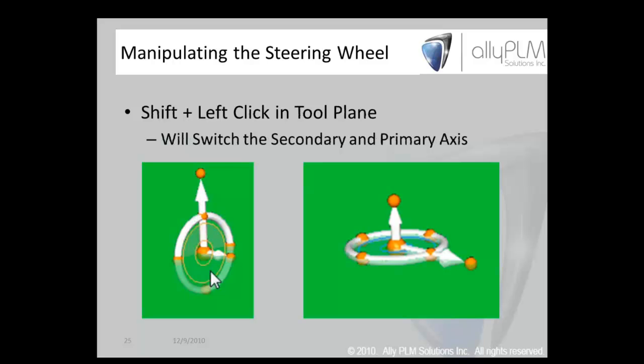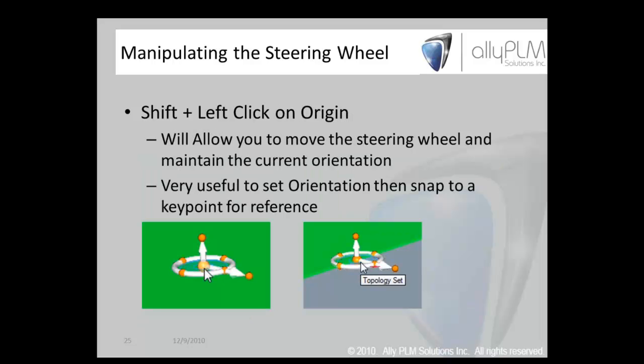You see on the left how the torus of the steering wheel is standing up, so to speak. If I shift and left click on the tool plane, which is inside the torus, notice how it switches the secondary and primary axes, and it basically will lie down the torus for you. So if I want to do a copy and paste operation with that torus lying down, that's a nice way to just lay down the steering wheel, so to speak. And finally, a real nice tip and trick, if I shift and left click on the origin, it's going to maintain the orientation that I have the steering wheel.